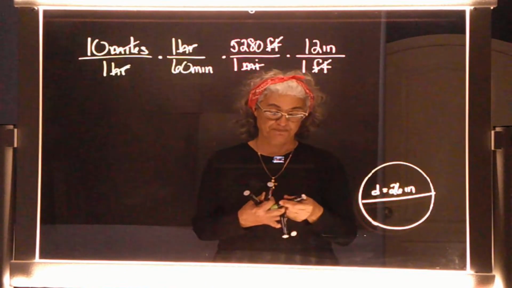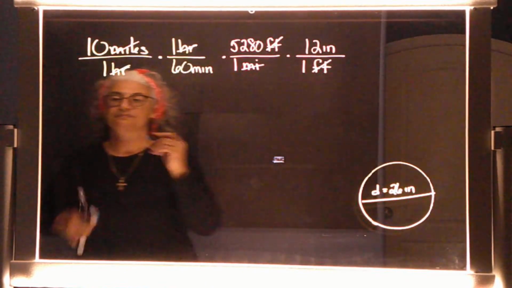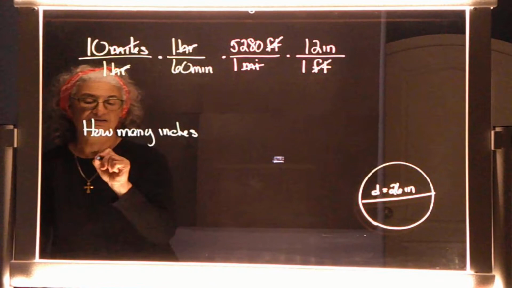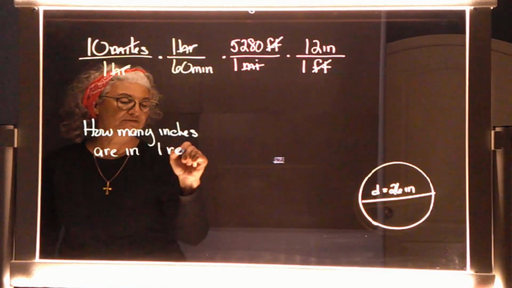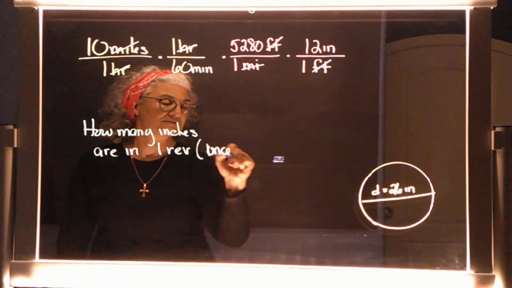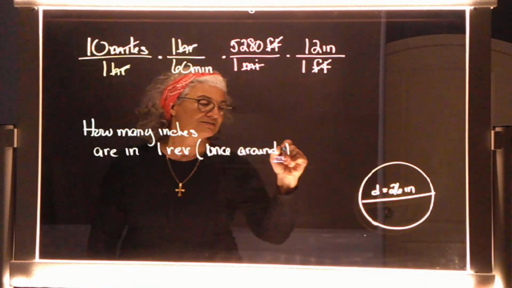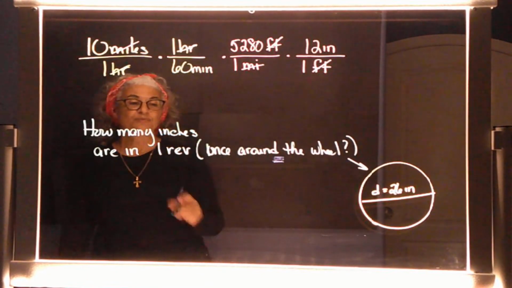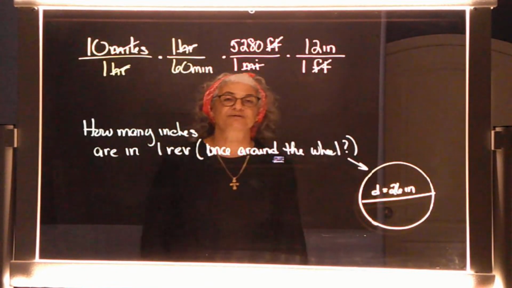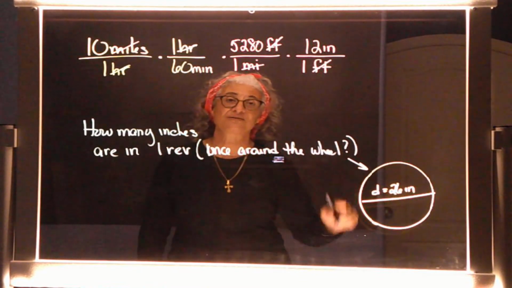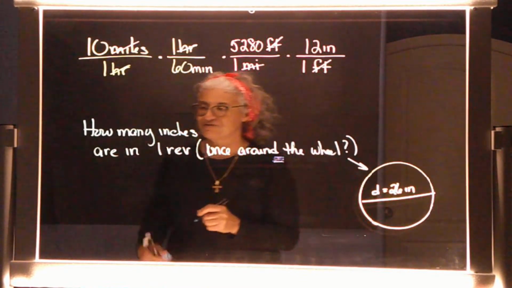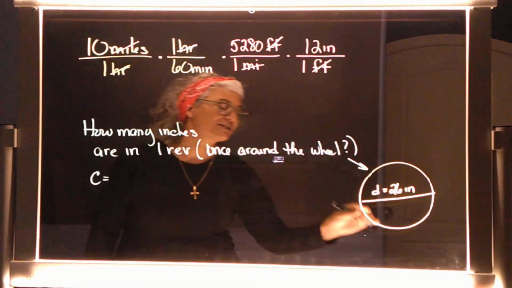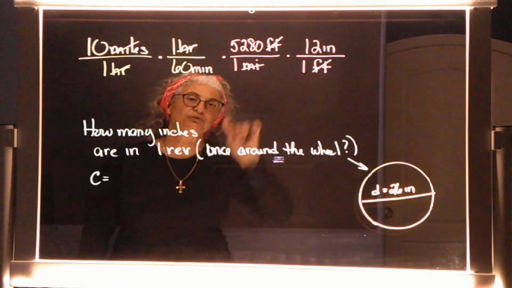So here's the deal. The question is this. How many inches are in 1 revolution, once around the wheel? How many inches are in 1 revolution once around the wheel? I need to find the what of this wheel. I need to find the circumference of this wheel. I'm looking for the circumference because when I know the circumference of the wheel, I know how many inches I've got in 1 turn of the wheel, 1 revolution around the wheel.